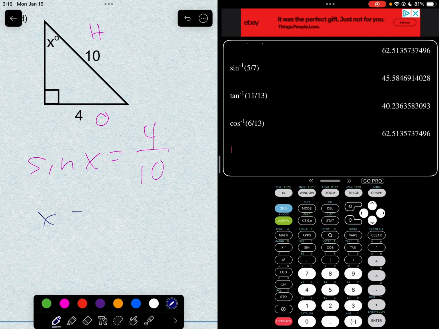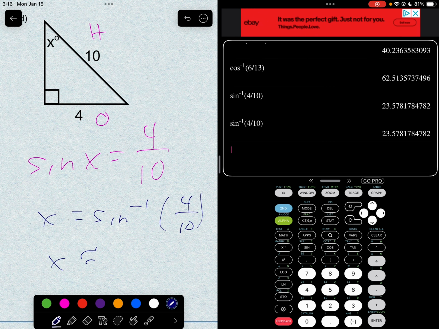Take the inverse of both sides. We get x equals sine inverse 4 over 10. That's what goes into our calculator. And we get 23.58 degrees.